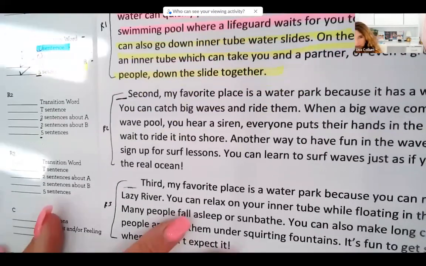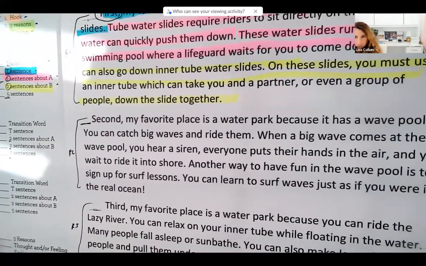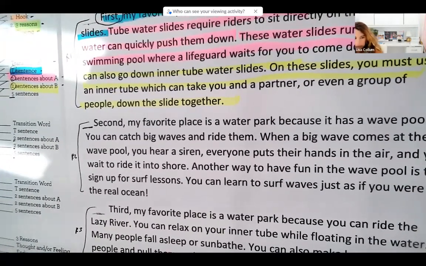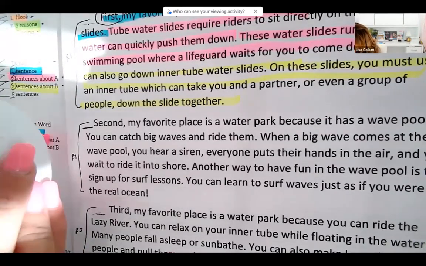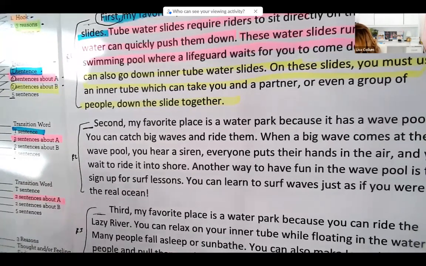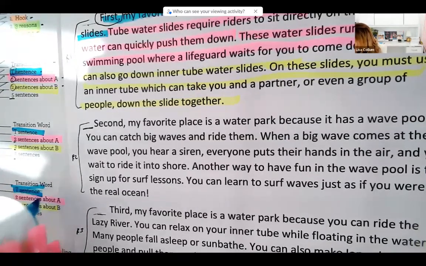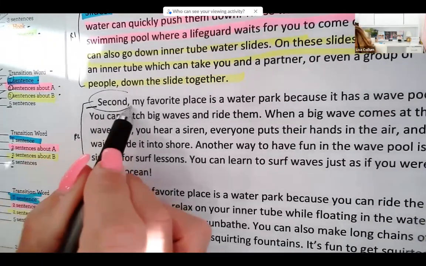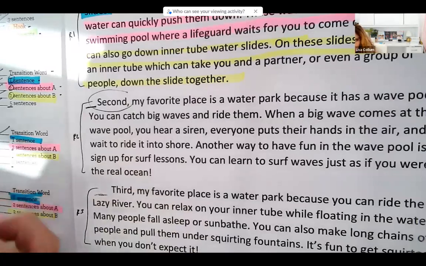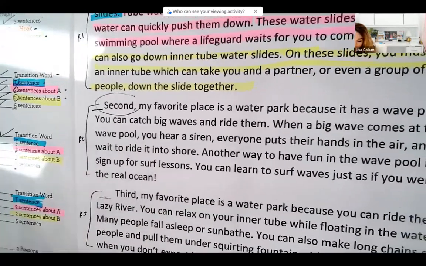All right, going down to R2. I'm going to do the same thing. I'm going to do T in blue, my A sentences in pink, and my B sentences in yellow. Okay, let's see. I always have to start my middle paragraphs with a transition word. So I have second and then a comma. So I have a transition word. I'm going to check over here. Have my transition word. Now my T sentence.